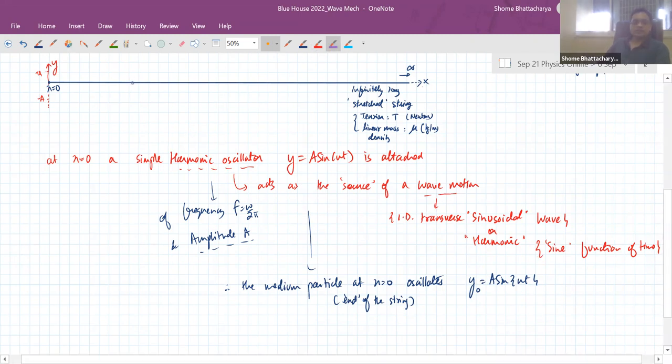Like that, we observe that this disturbance starts traveling along the string, and it travels with a uniform speed v. Why uniform? Because the string has uniform properties of tension and linear mass density mu. So eventually a general particle located at x equal to x will also start vibrating, but with a phase delay, because it takes time for the oscillations to propagate from point to point. As a result, the particle at x equal to 0 starts to oscillate like this, starting from t equal to 0.